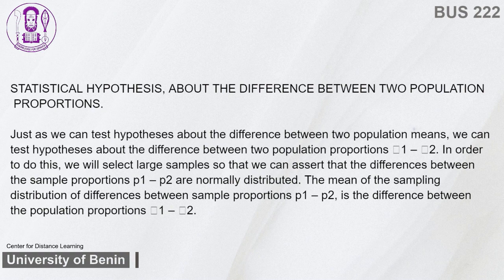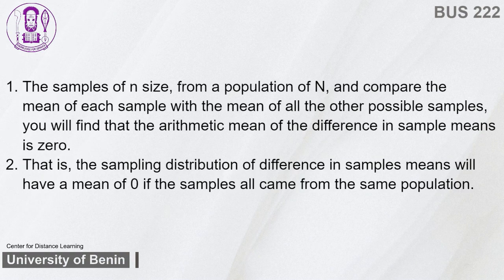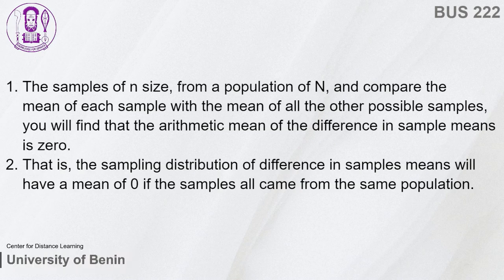In this study session, please note the following. 1. If you take all possible samples of size n from a population of size N, and compare the mean of each sample with the mean of all the other possible samples, you will find that the arithmetic mean of the difference in sample means is 0. 2. That is, the sampling distribution of the difference in sample means will have a mean of 0 if the samples all came from the same population.